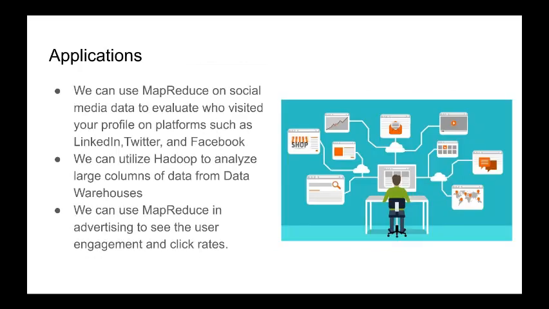They can use MapReduce to parse your social media data on Twitter, LinkedIn, Facebook. It's utilized for big data, just lots and lots of information. MapReduce can get through it quickly because it splits it out to different parts of the server and then brings it all back together, running in parallel and being very efficient. And then it also can be used for advertising to see engagement and click rates. Just very supportive of marketing and advertising.